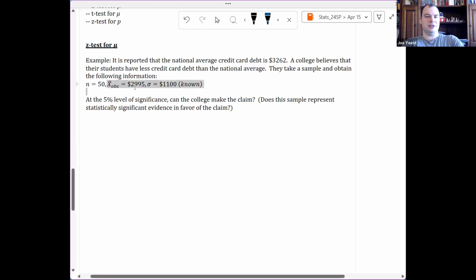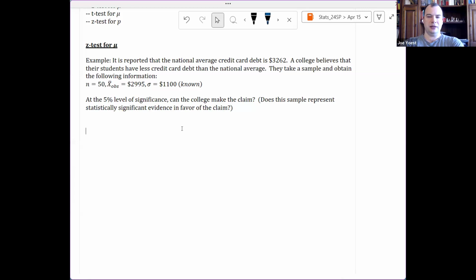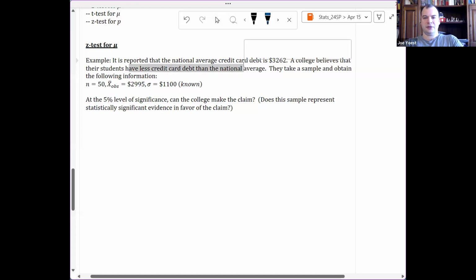Do we think this just occurred by sampling error, by chance, as the narrative kind of said? Or do I think that this 2995 is so far below 3262 in some sense that it's unlikely to have just occurred by sampling error? So our question is, at the 5% level of significance, can the college make the claim? In other words, does this sample represent statistically significant evidence in favor of the claim that the college body credit card debt is less than the national average, 3262? This is the question we're trying to answer.